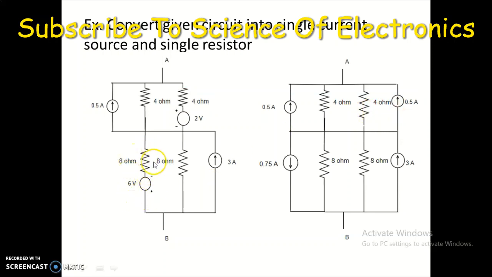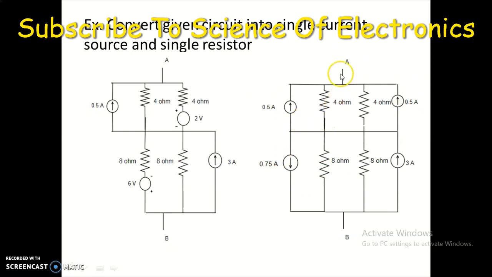Similarly, for this branch also, we can convert this voltage source into a current source, which is V by R, which is 0.75 ampere. The series resistance, which was 8 ohm, goes in parallel. Now we have simplified our circuit.